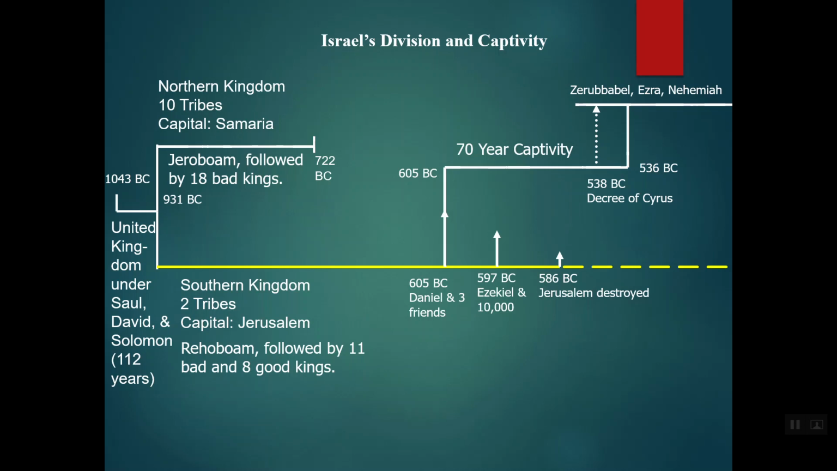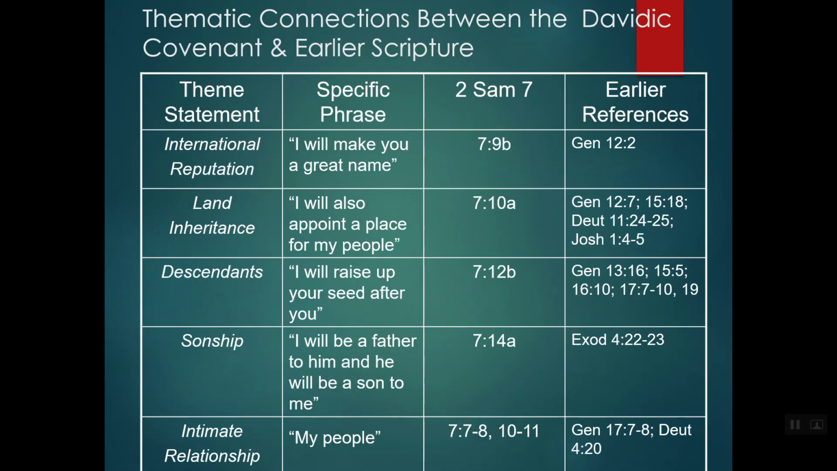In 538, Cyrus issues a decree that allows them to go back and first rebuild the temple and then the city of Jerusalem. And just as there were 3 stages of captivity, there were also 3 returns, led by Zerubbabel, Ezra, and Nehemiah. Now, as we said, that southern kingdom is the line of David. Every single king that came to the throne in the southern kingdom was from his family. And that line, even after exile in 586 BC, continued all the way down to the time of Christ.